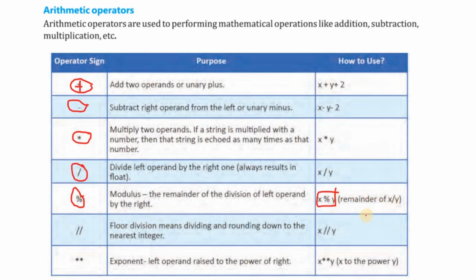Okay, and again we have this double forward slash, which is basically floor division, which means dividing and afterwards rounding to the nearest integer. Okay, and also we have got this double star, 2 stars. 2 stars means exponentiation. This is a standard in Python. Okay, say for example x star star y, okay, over here. So this means x to the power y. Fine.